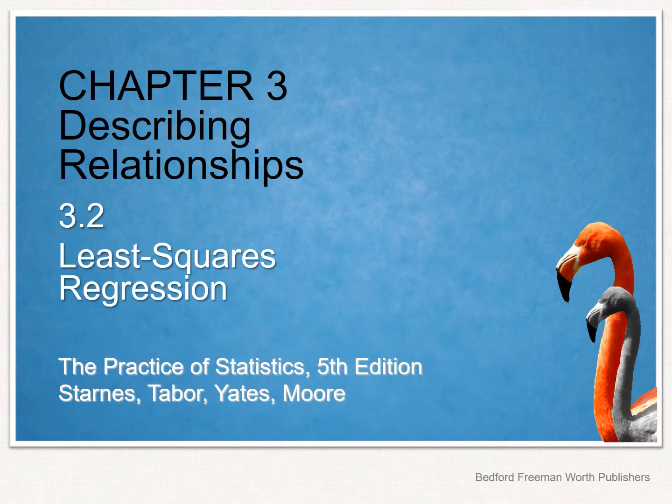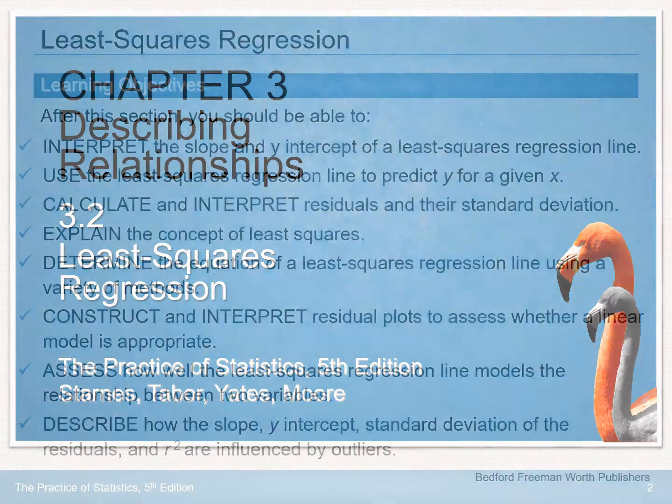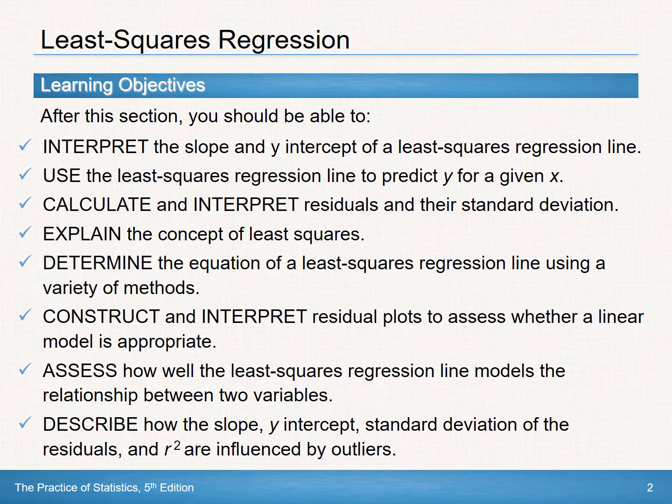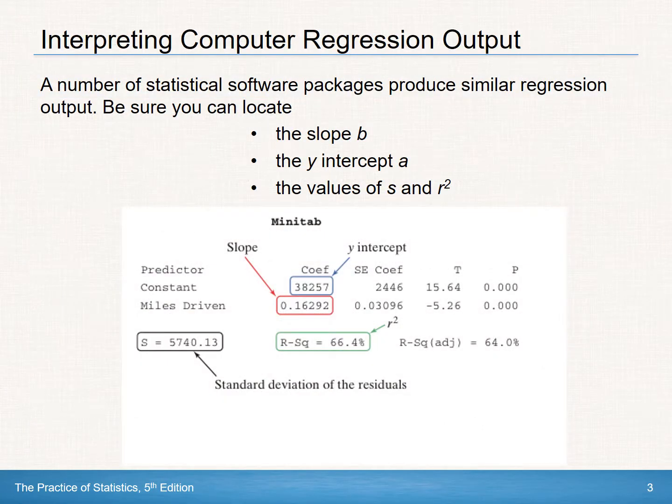In this last section for Chapter 3, we're going to be focusing on the software that you'll see on the AP test. A statistical software package produces similar regression output. Be sure that you can locate them. So if they give you a Minitab output or display, when you get this, it's going to look like this.